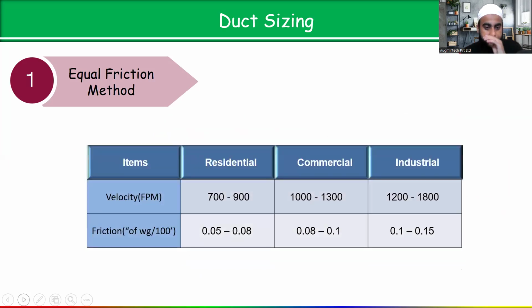See, here I have taken one table. In this table, it is clearly written. If you are doing duct sizing for a residential application, it is better to maintain the friction loss value in this range, 0.05 to 0.08 inch of water column per 100 feet of duct length. If you are doing duct sizing for commercial applications, always remember the friction loss value to take is between 0.08 to 0.1 inch of water column per 100 feet of duct length. For industrial application, the range given is 0.12; you can go up to 0.15 inch of water column per 100 feet of duct length.